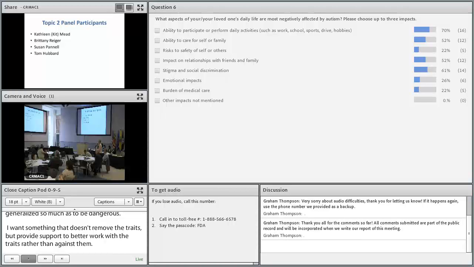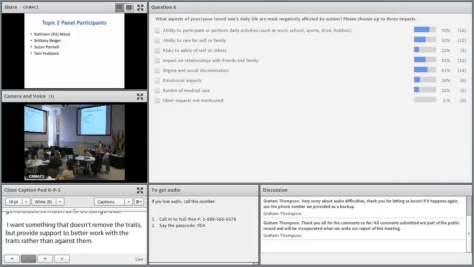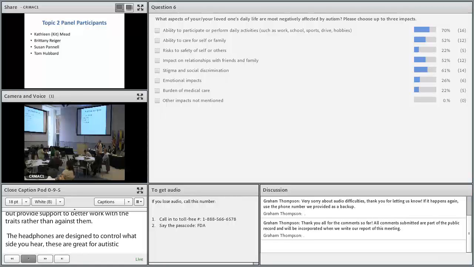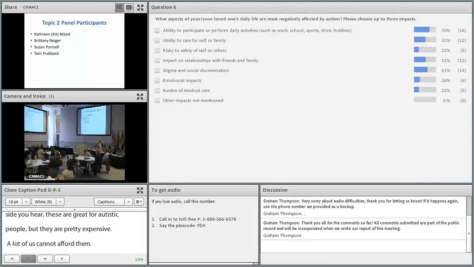These are great for autistic people who have sensory issues with noise, but they're also pretty expensive, or I think they are anyway, and a lot of us can't afford them. And lastly, I wanted to mention a few kinds of supports and quality of life research that I think would help us, autistic people, as a community.